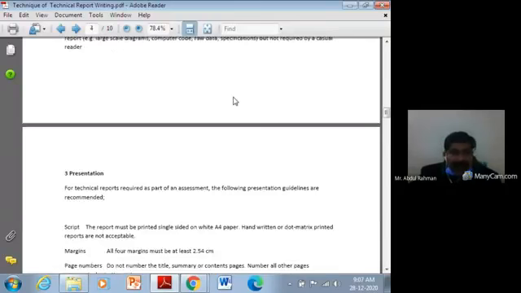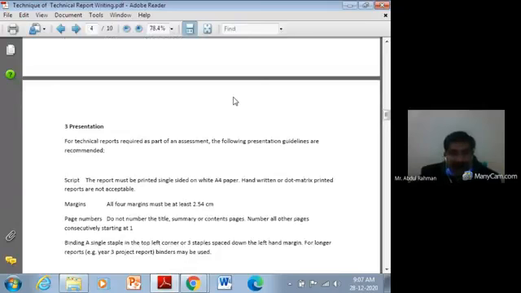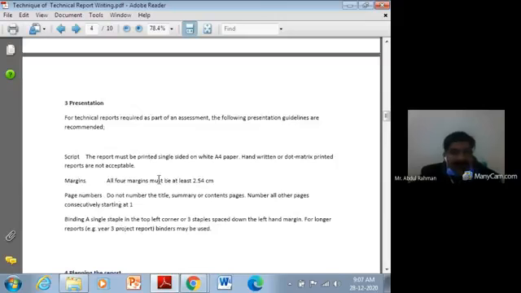Along with these, we have got to look at the presentation of the technical report. For technical reports required as a part of an assessment, the following presentation guidelines are recommended. Script: the report must be printed single-sided on white A4 paper. Handwritten or dot matrix printed reports are not acceptable, first of all. Then margins: all four margins, right, left, top, down, must be at least 2.54 centimeters. Then page number.